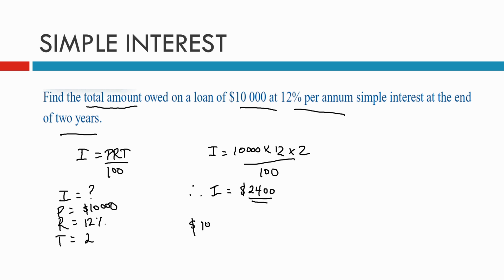I borrowed 10,000. The interest that was accumulated for borrowing this money over 2 years, which is quite high, isn't it? 2,400. The total that I owe the person or the bank that I borrowed this money from is $12,400. And that's how you work it out. Exactly the same step, however, the question has changed now to finding the total.